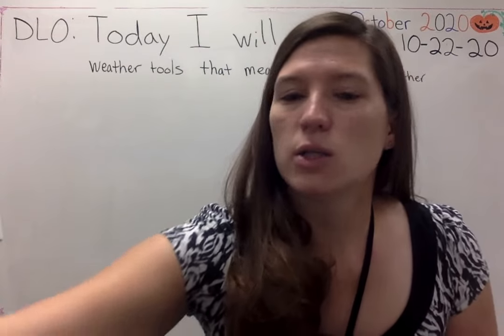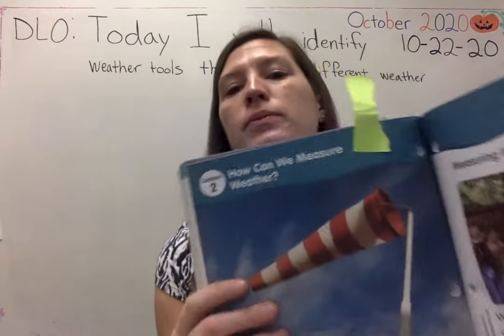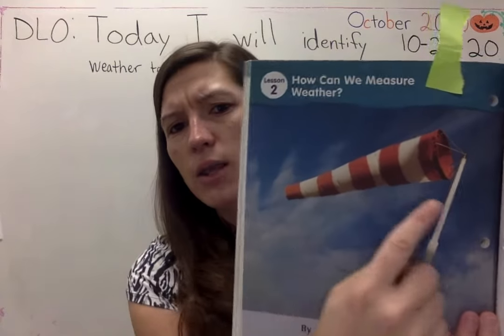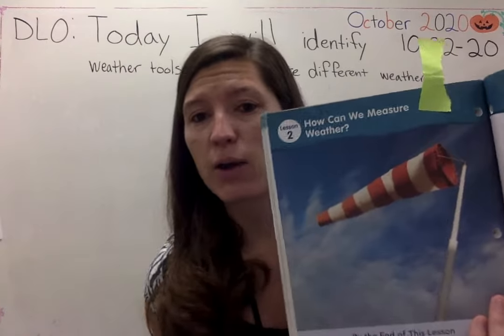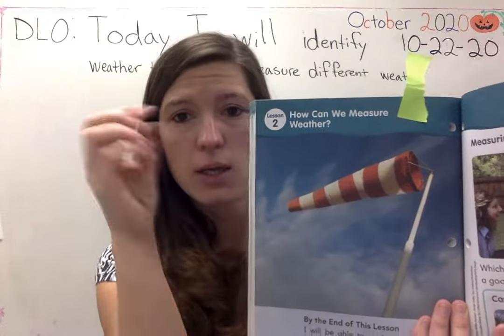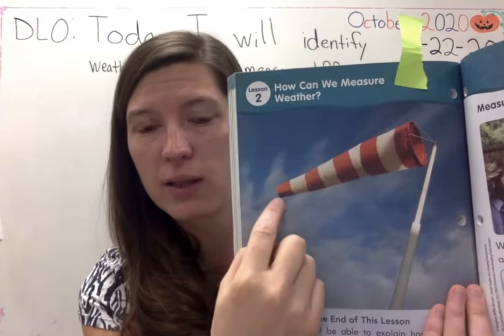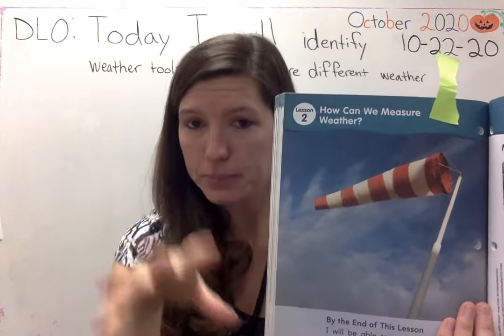So let's look at this windsock. Look at the colors. Red, white, red, white, red, white, red, white, red. That's a pattern, just like weather patterns. Patterns repeat. That is a pattern on the windsock. It's not a sock that you put on your feet, but it's like a big tube, and the wind can blow through it, and it's open at this end so that it can stand up.